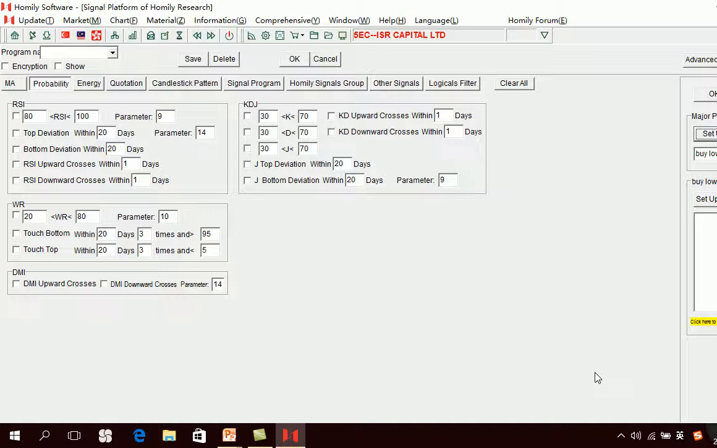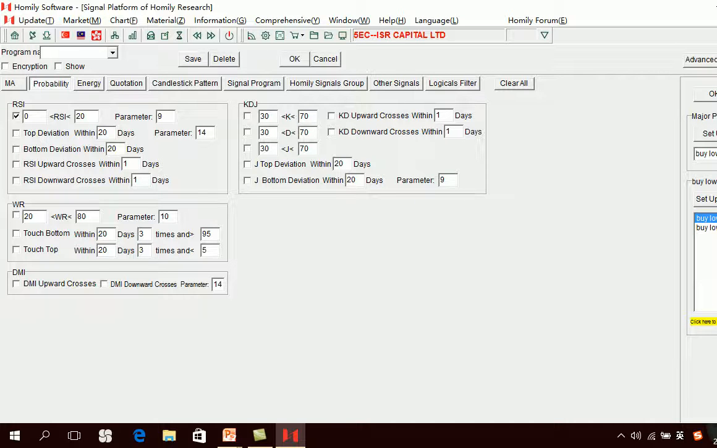Okay, after this step, we should click SI, change the parameter to 0 to 20. This one is good for buy low sell high, 0 to 20. Parameter is 9, then we can click setup. The next one, we should change the parameter SI to 80 to 100. Then we can click setup again. Okay, then it's finished. Then we should change the color.